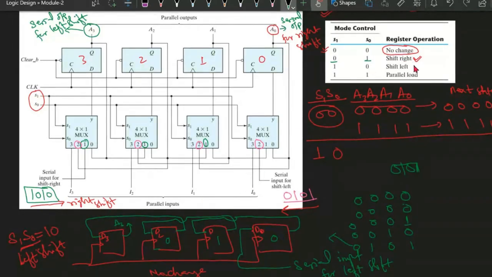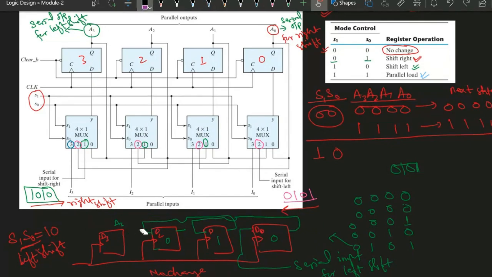Okay, second we have seen. The third we will be looking at is how it constitutes the parallel load. So we will look at how it considers the parallel load condition. In the parallel load condition, when select lines are 1 1, the input I3 will be selected as input to the D.